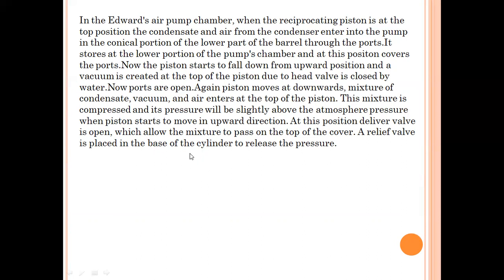This mixture is compressed and its pressure will be slightly above atmospheric pressure when the piston starts to move in the upward direction. At this position, the delivery valve opens, which allows the mixture to pass to the top of the cover. The relief valve is provided in the base of the cylinder to release the pressure. See, this is the Edward air pump chamber.